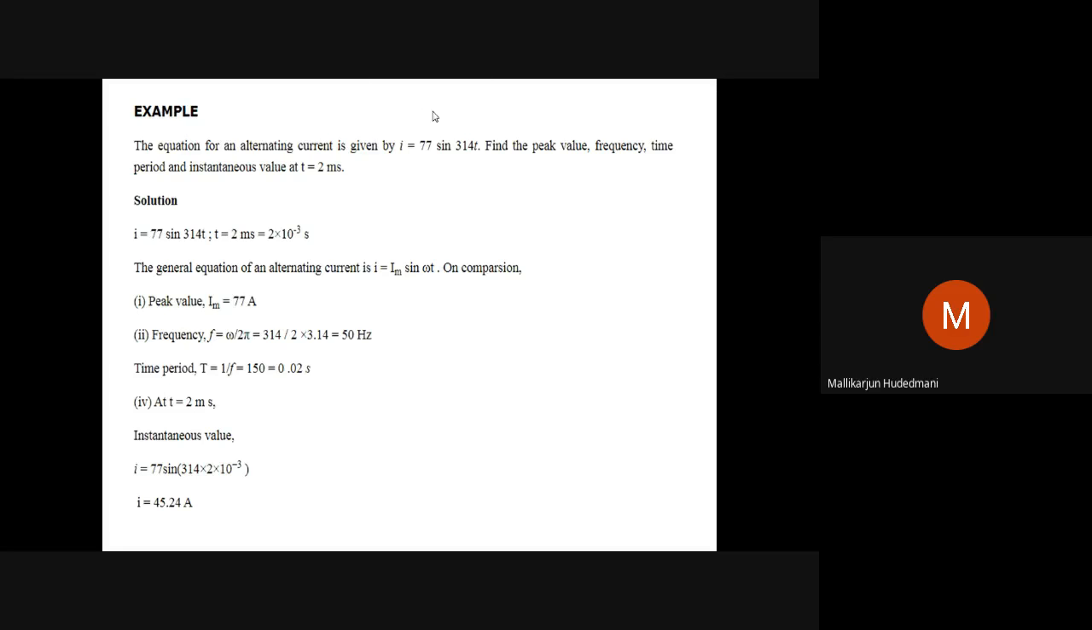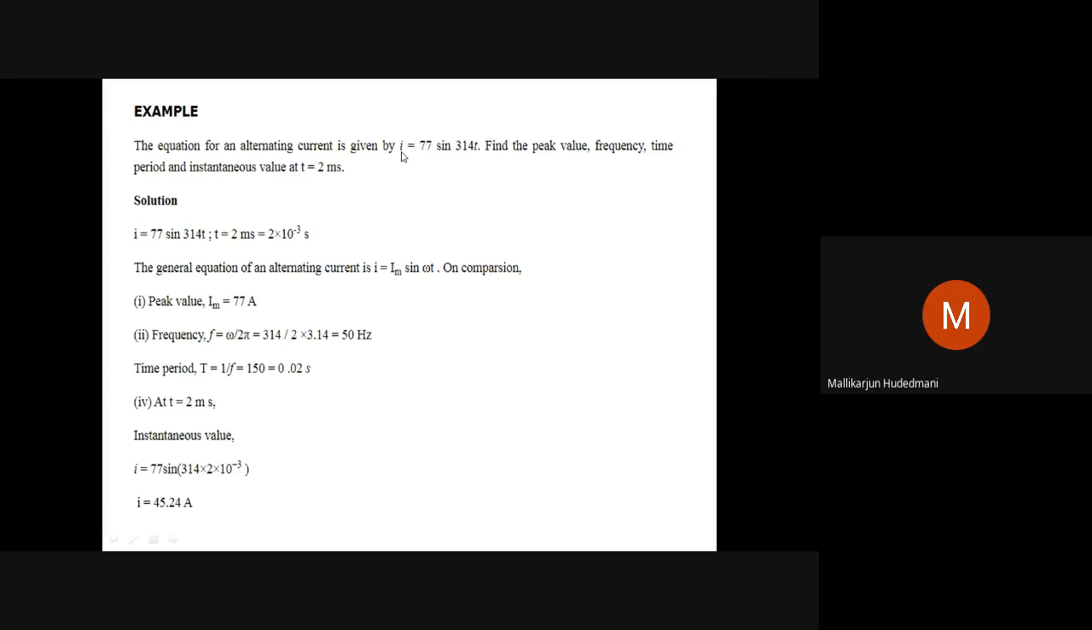Given a wave in this fashion, how do we find out its peak value, its frequency, and the value of a quantity at any given time? To do that, this simple example helps you. What is the simple example?